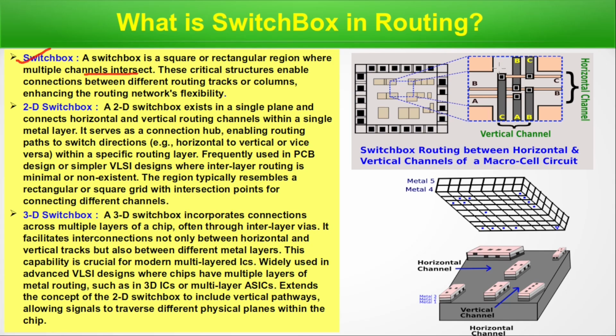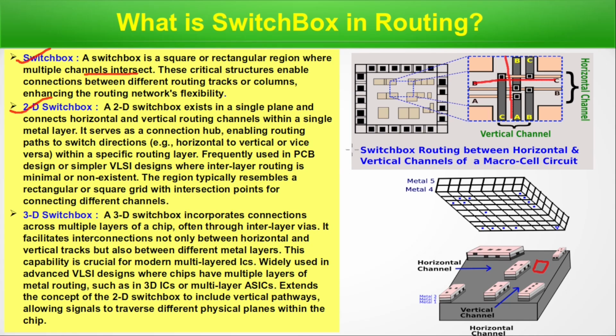In this region, this is the horizontal channel, this is the vertical channel, they meet, and on all sides the routing is done. These interconnects are traveling from one side to the other side. A 2D switchbox exists in a single plane. In this plane, that is a 2D switchbox. A 2D switchbox exists in a single plane and connects horizontal and vertical routing channels within a single metal layer.